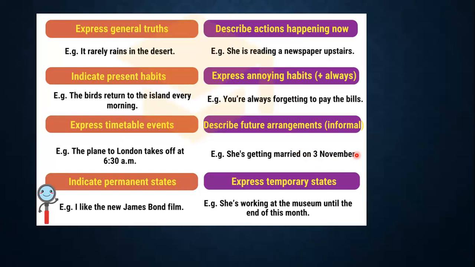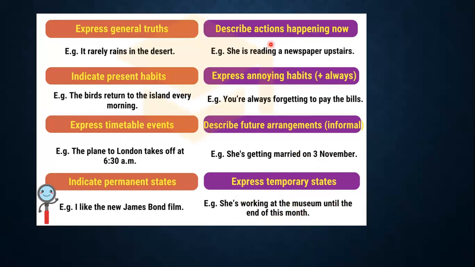She is working at the museum until the end of this month. Ella está trabajando en el museo hasta the end of this month, hasta el final de este mes. So we don't even know what is going to happen the next month. No sabemos lo que va a pasar el siguiente mes porque ella está trabajando en este momento en el museo, pero solamente hasta final de mes. Es decir, esta acción es una acción temporal que está sucediendo en el presente, pero va a terminar en algún momento.